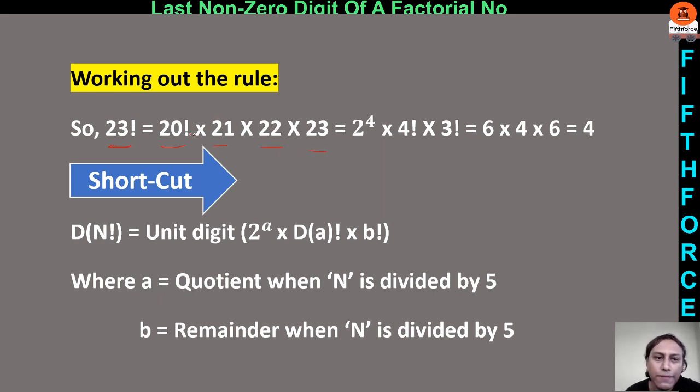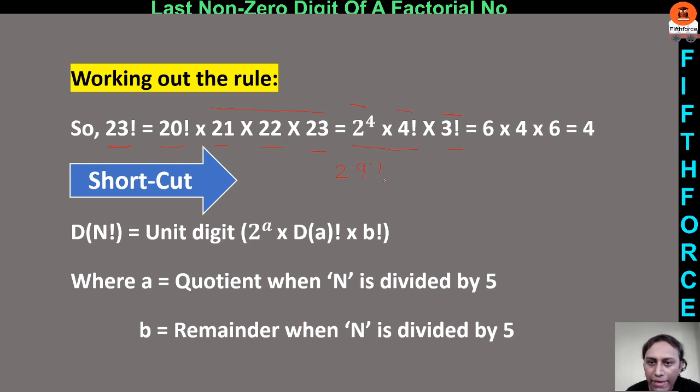Now we have a method for 20 factorial. 20 divided by 5, quotient is 4. So this must be 2 power 4 into 4 factorial, right? And the unit digit of this is 1 into 2 into 3, which is 3 factorial, right? Guys, just check it out carefully. 23 factorial, 23 divided by 5, quotient is 4, so it's 2 power 4 into 4 factorial, alright? And remainder is 3, so it is 3 factorial. Clear? If I say, for example, 29 factorial.